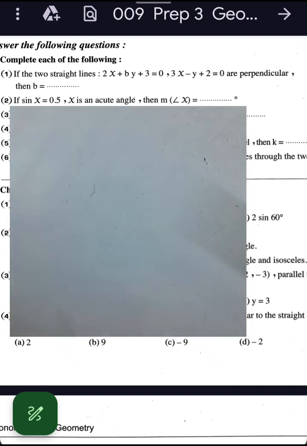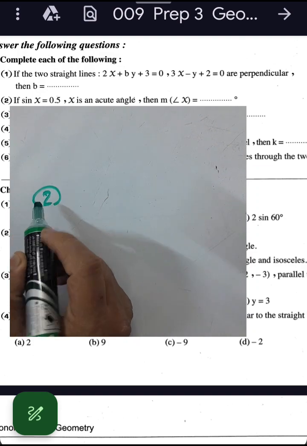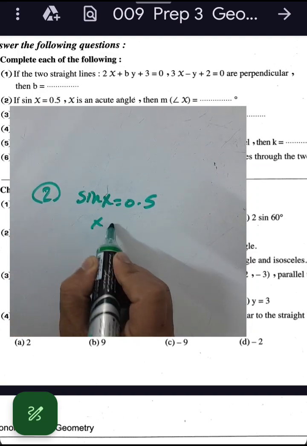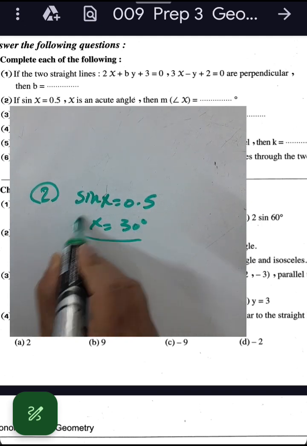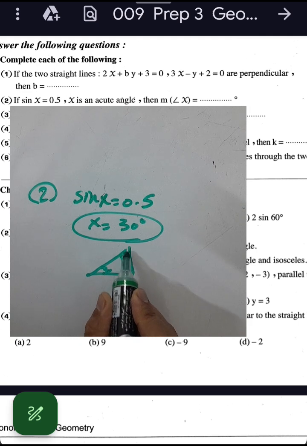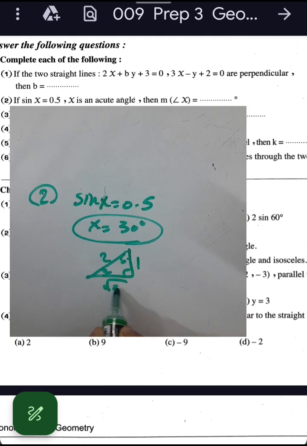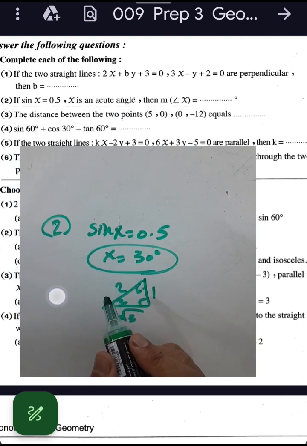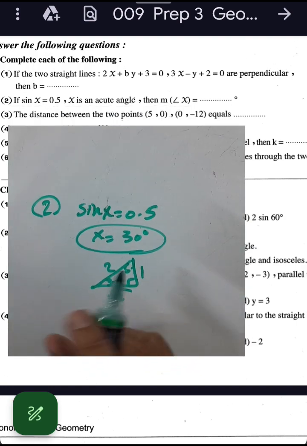Next question, number 2. Sin x equals half. Then x equals 30 degrees because sine 30 from the right angle triangle is 1 and 2 and here root 3. Then x will be 30. It's an acute angle.